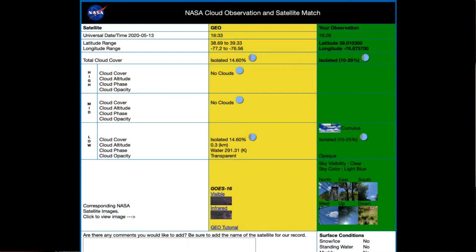Sometimes they match perfectly, and sometimes they don't. Take this one for example. My observation and the satellites are pretty much in agreement. Next, let's take a look at this one.